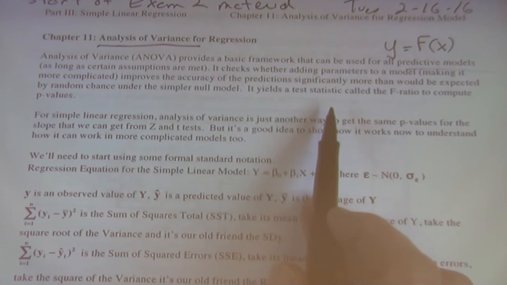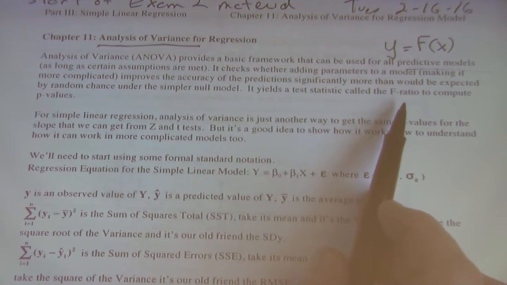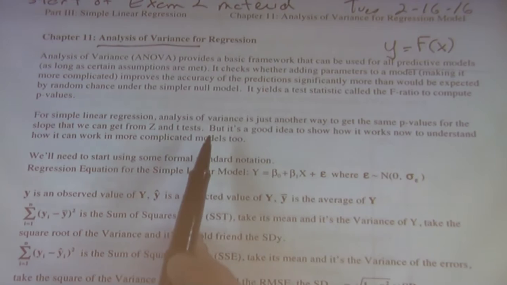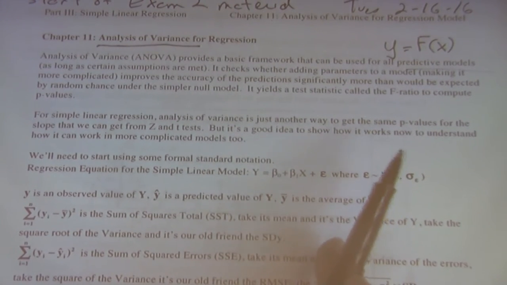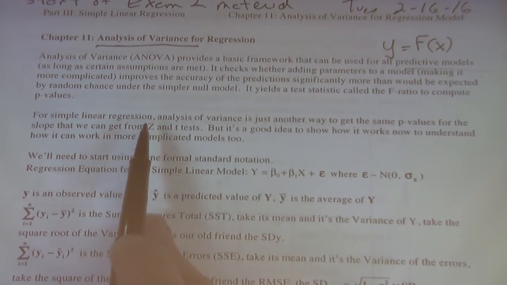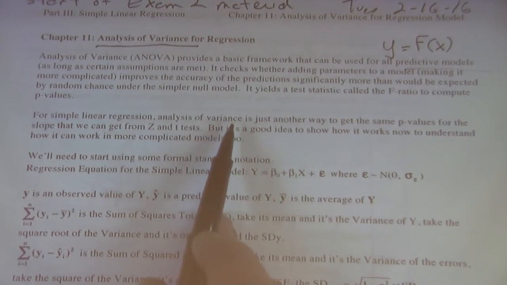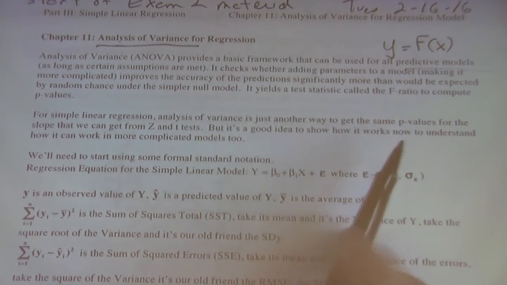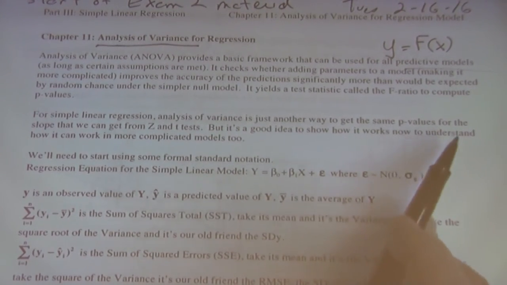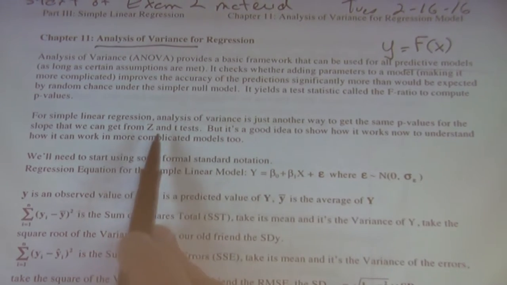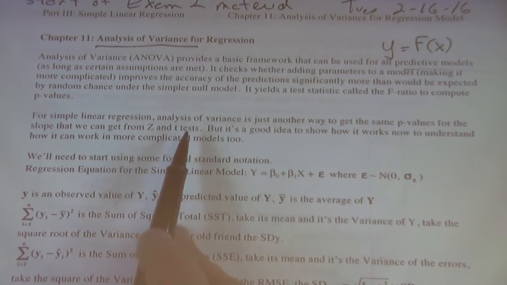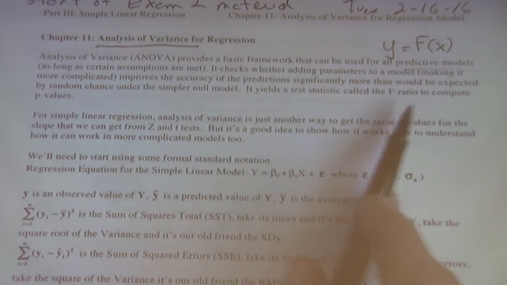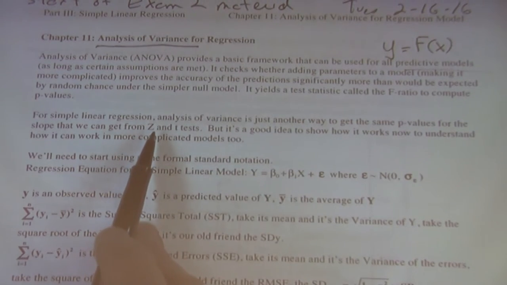So you get a test statistic called the F ratio to compute p-values. And for simple regression, this F stat is just going to be the square of our t statistic. So for simple regressions, this analysis of variance is just another way to get the same exact p-values we did in chapter 10 for the slope that we get from z and t-tests. If you square the t, you'll get the F stat, and if you square the z, you'll get something called a chi-square statistic.